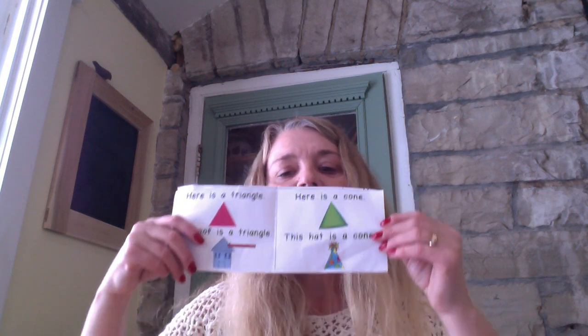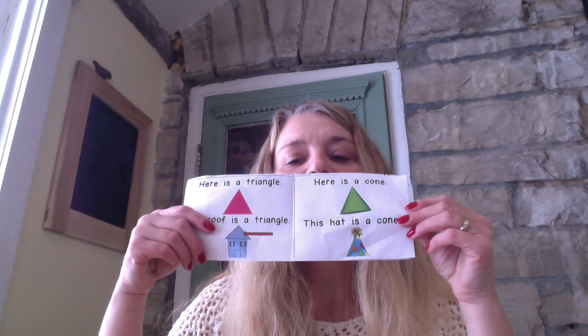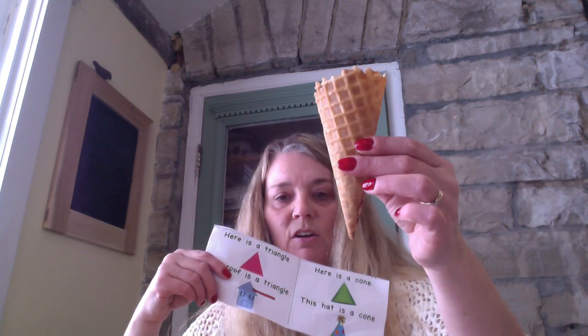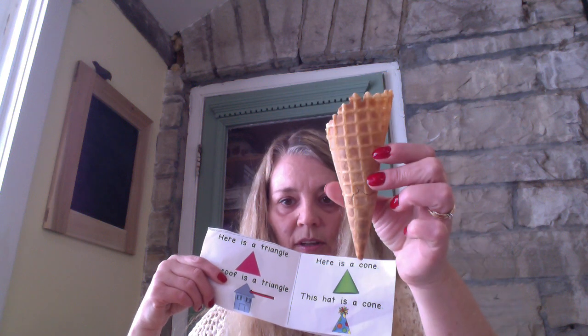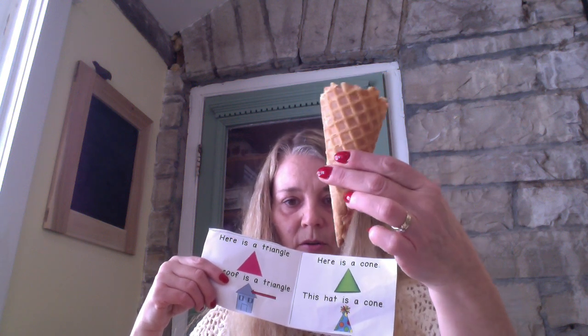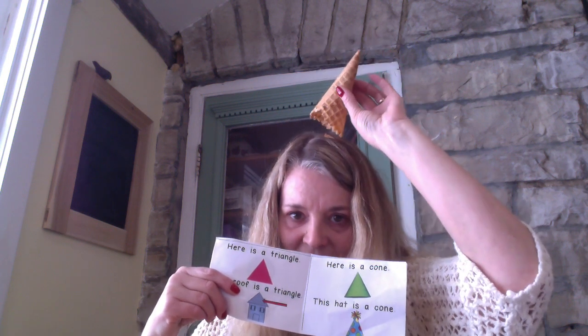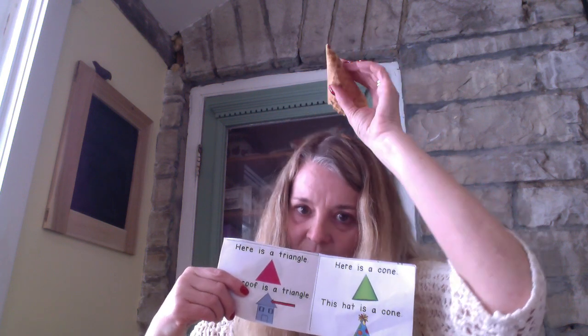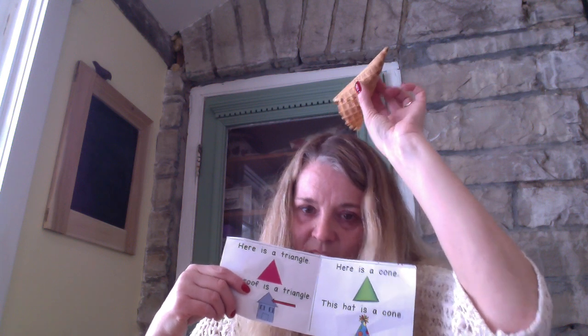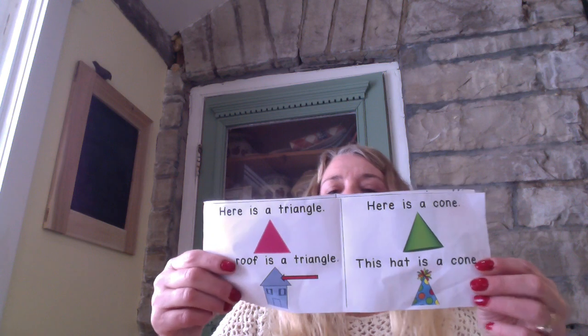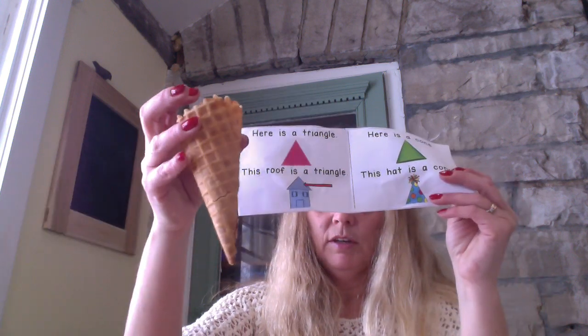And the next page is, here is a cone. This hat is a cone. And we also know that this is a cone. This is an ice cream cone that I got from my cupboard. It's a waffle cone. Do you like waffle cones? You can pretend it's a hat. Oop, there's some pieces coming out of it. Anyways, that's our cone. And that's a 3D cone because I can hold on to it.